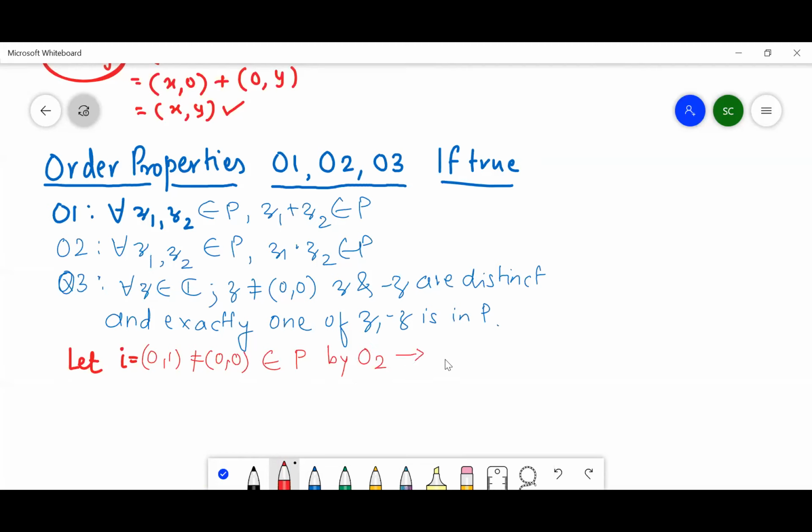i into i will belong to P, but i into i is minus 1, so minus 1 belongs to P. Then minus 1 into minus 1 belongs to P, so 1 belongs to P. I mean, simultaneously we have proved both the things: 1 belongs to P and the opposite of 1 also belongs to P. Contradiction to maybe O3.